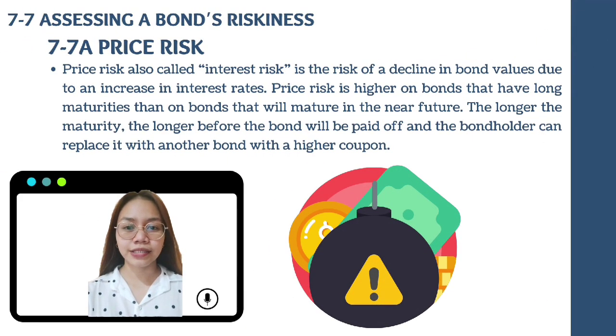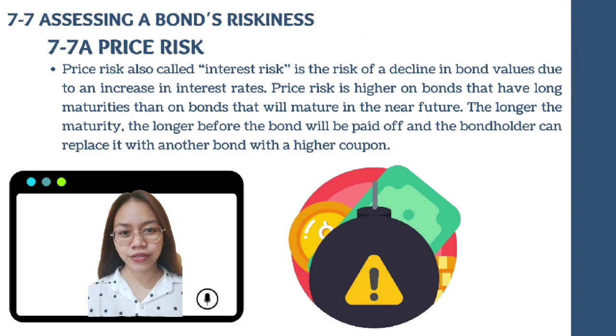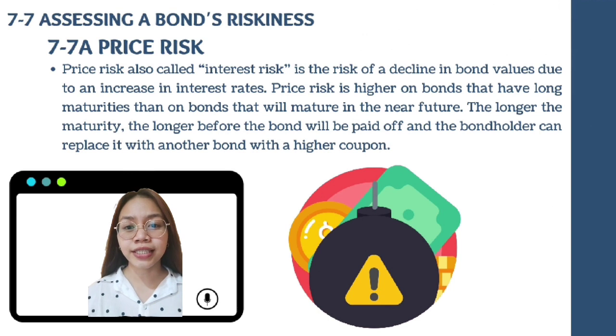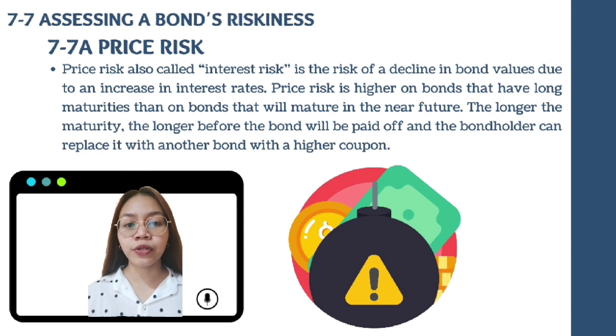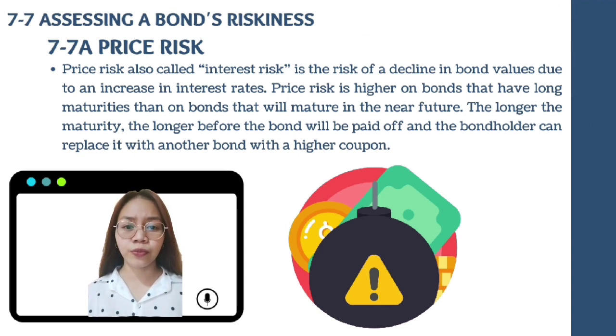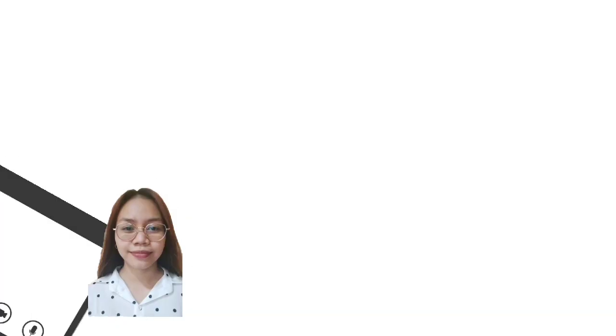Price risk. Price risk, also called interest rate risk, is the risk of a decline in bond values due to an increase in interest rates. Price risk is higher on bonds that have long maturities than on bonds that will mature in the near future. The longer the maturity, the longer before the bond will be paid off, and the bondholder can replace it with another bond with a higher coupon.